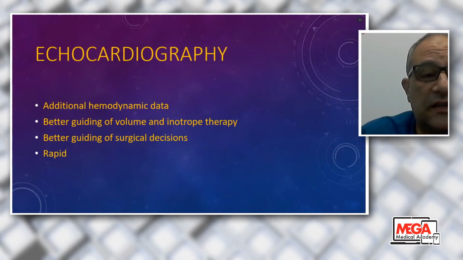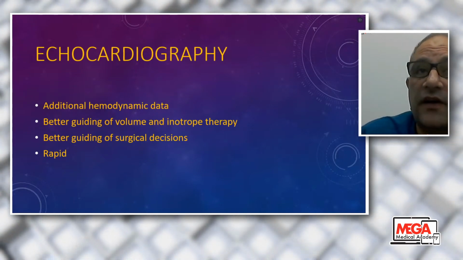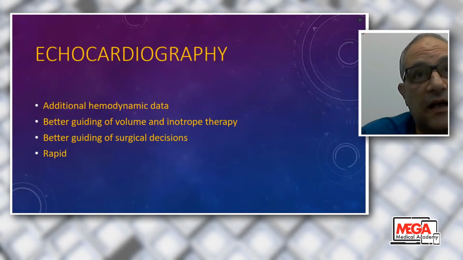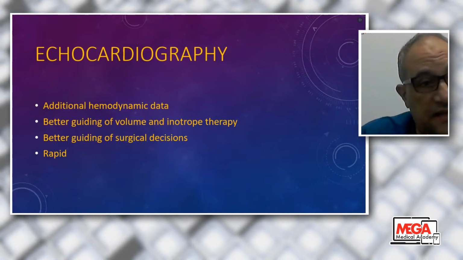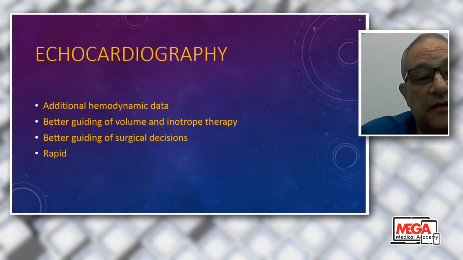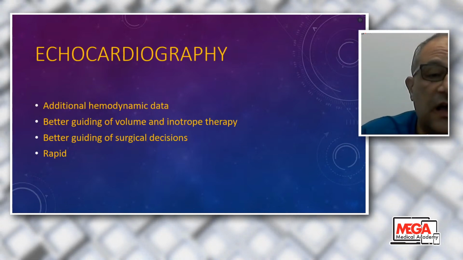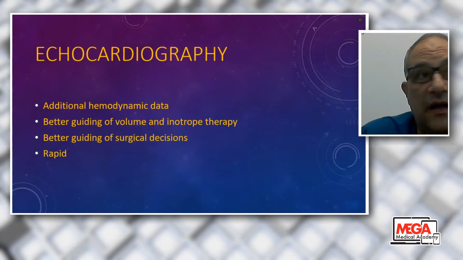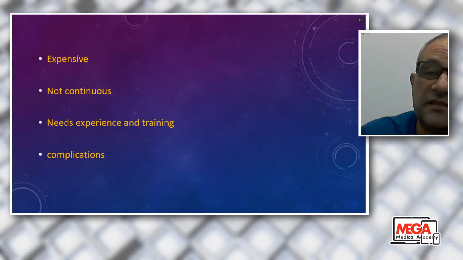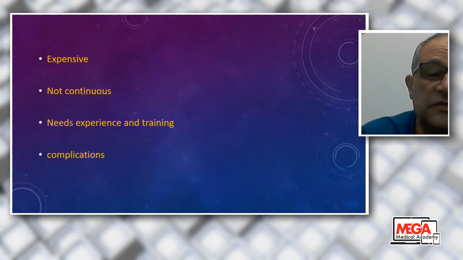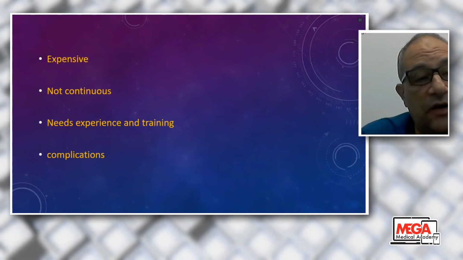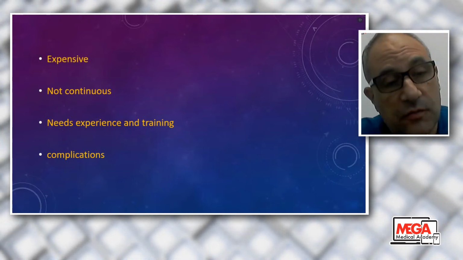Echocardiography, as we all know, offers additional hemodynamic data over any advanced monitor. It can give you a lot of hemodynamic, anatomical and pathological data. It is a better guide for volume and intraop therapy, and a better guide for surgical decisions. It is rapid and easy to perform, especially the transthoracic one. However, it is expensive. It's an expensive machine, with an expensive transesophageal echo probe. It is not continuous, and this is a major difference between transthoracic or transesophageal echocardiography and the pulmonary artery catheter.